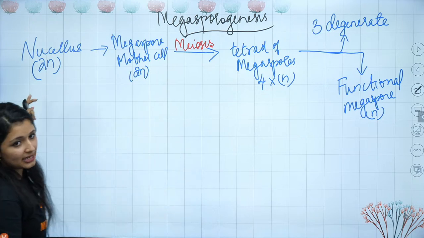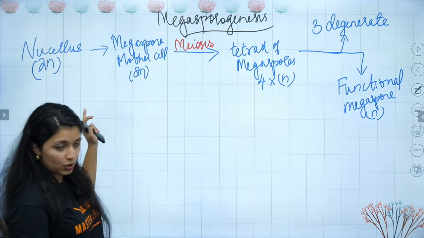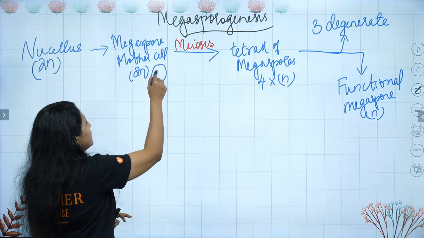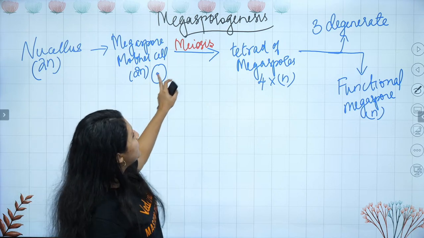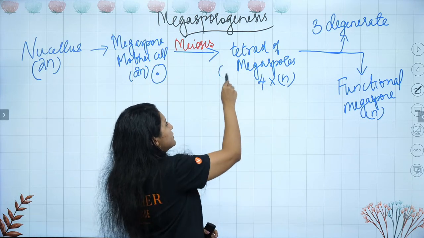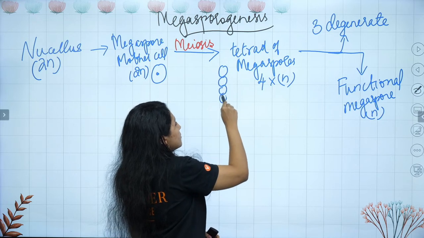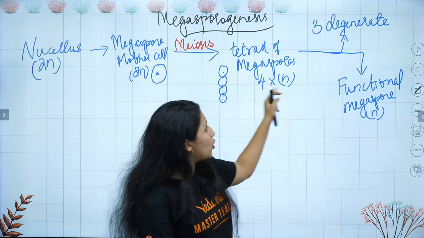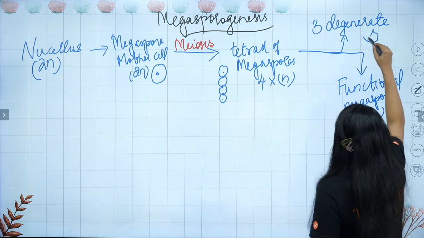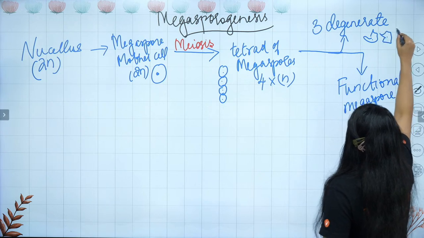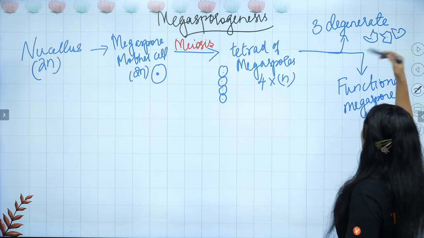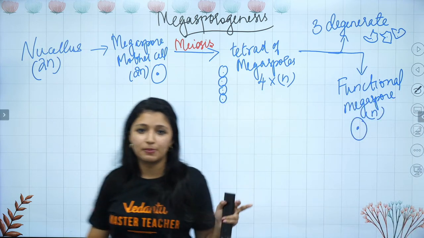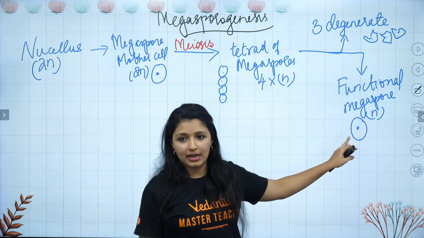So, we have the nucellus, which is a mass of cells inside the integuments. Out of that, one diploid cell will be selected. This one diploid cell will undergo meiosis and form 4 haploid cells. Now, out of these 4 cells, 3 will get degenerated and broken. You will have 1 functional megaspore, which is our main guy.